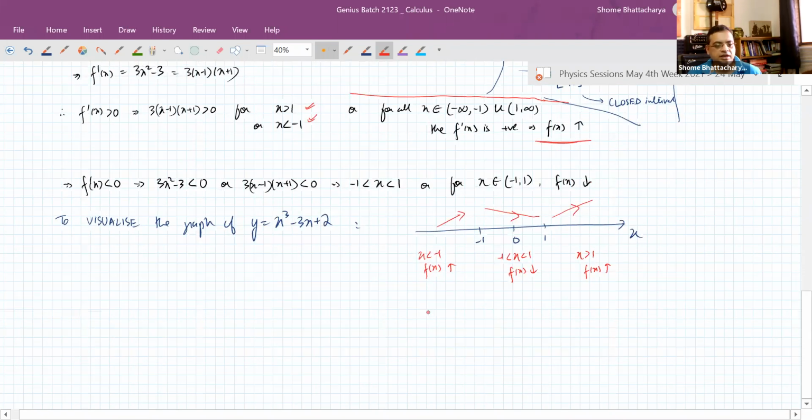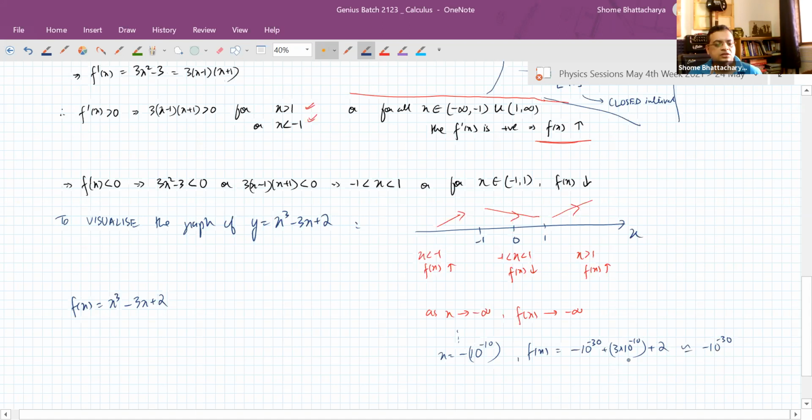Then another thing we know is that as x tends to minus infinity, what is the value of the function? It tends to minus infinity, because remember, the function is x cube minus 3x plus 2. So this x cube term will dominate. Think of a value of x like minus 10 raised to the power 10. So what will be the value of the function? It will be minus 10 raised to the power 30 plus 3 into 10 raised to the power 10 plus 2. So that's more or less equal to minus 10 raised to the power 30 only, because this thing is negligible compared to this. So as x is a very large negative number, the function's value also becomes a very large negative number.